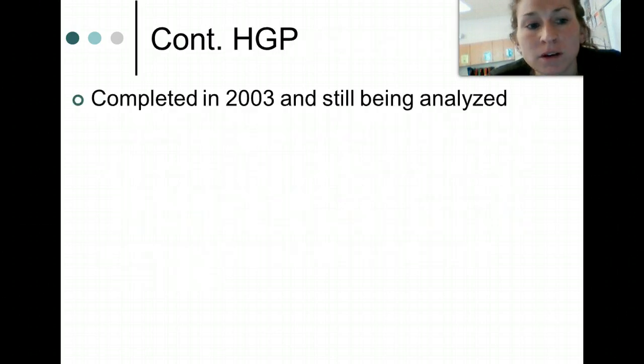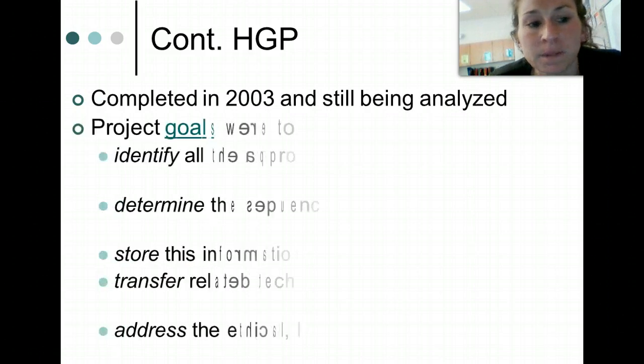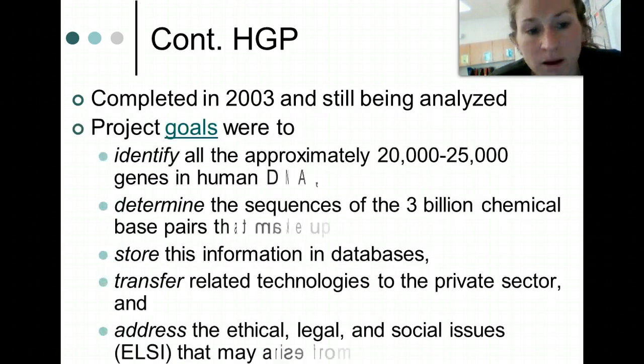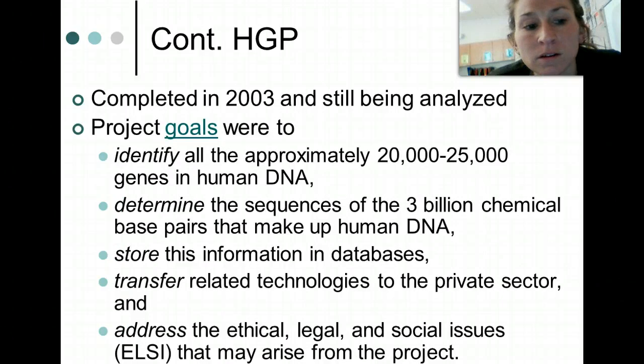The Human Genome Project was completed in 2003 and it's still being analyzed. The goals were to identify all of the approximately 20,000 to 25,000 genes in the human DNA, determine the sequences of the 3 billion chemical base pairs, store that information, transfer it to related technologies, and then address any ethical, legal, and social issues that could arise from the project. And that's what that comic was leading to, is there are some ethical and social things that people may disagree with.